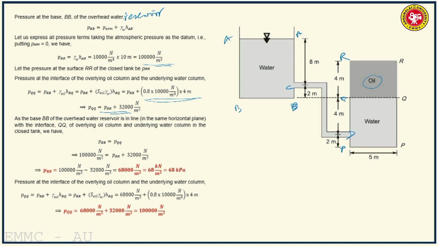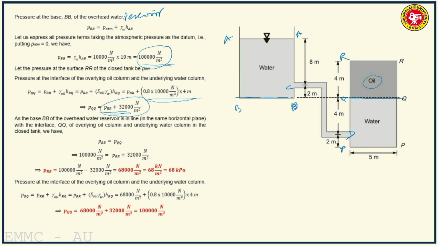Now as the base BB of the overhead reservoir is in the same horizontal plane as the interface of the overlying oil column and the underlying water column, that is QQ, because of the continuity, pressure at the base of the overhead reservoir should be equal to pressure at QQ. So let us equate. Pressure at BB is equal to 100,000 Newton per meter square. Pressure at QQ we have expressed, that is PRR plus.